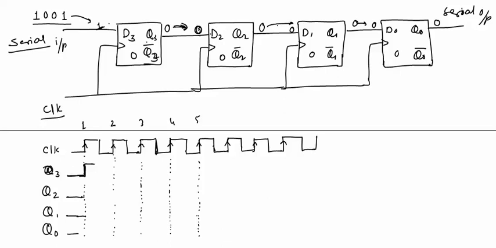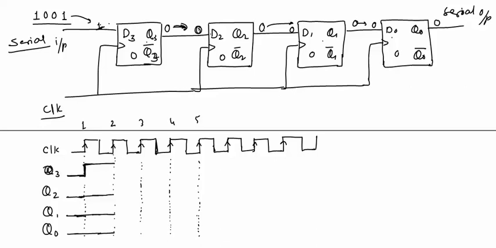If input is 0, output will be 0. Q2 will be 0. For this flip-flop, input is 0, output will again be 0. For this flip-flop, input is 0, output will be 0. So after first clock pulse, only Q3 changes from 0 to 1, and all other outputs are at the same level, that is logic 0.